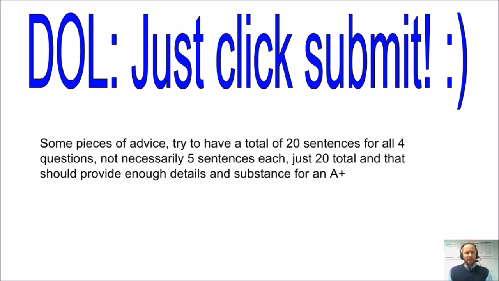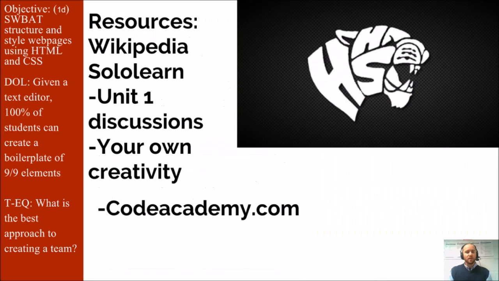Some pieces of advice: try to have a total of 20 sentences. In the first 2 projects, a lot of students are just getting low scores because they're not adding enough details. Remember, this is the end of the unit project. You have a lot of details, vocabulary, words that you learned from this unit. You can use these fancy vocab words in your answers, and that will easily boost your score as well. So with that, and with any time left over, just make your website as large as possible. Use these resources, and that's it.